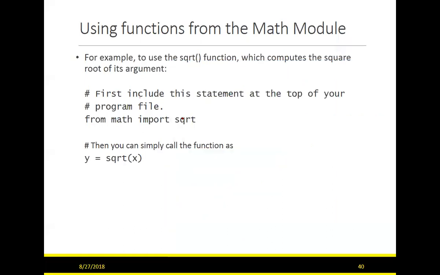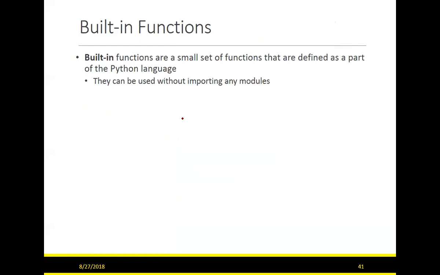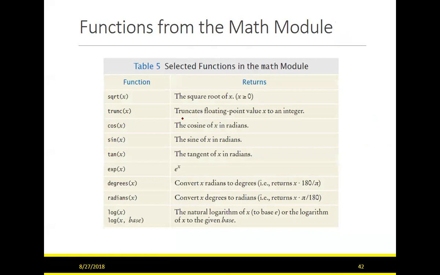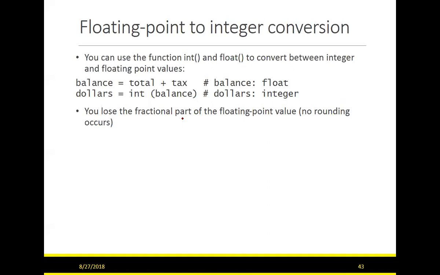Okay, built-in functions are a set of functions that are already there. You can use them without importing anything. Like we can call print without importing anything because everybody needs that. In the math module, we get square root, truncate, cosine, sine, tangent, exponents, degrees, radians, logs, and so on, and there's more. Then there's floating point to integer conversion. You can use the functions int and float to convert back and forth. Here we have a floating point, so we can use int to convert it. We could go the other way as well. It will just truncate; no rounding occurs.